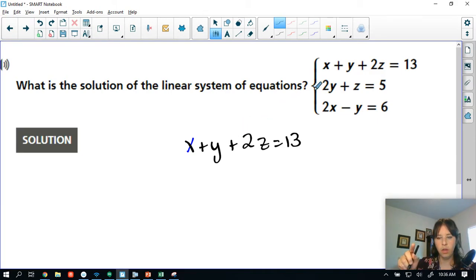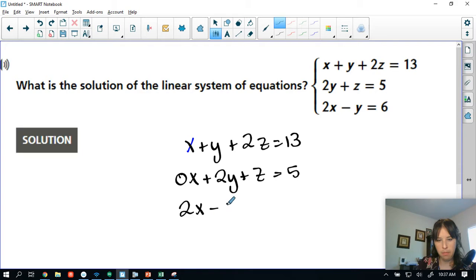This second one has a missing x variable. And the only way we could get rid of that x variable is if that x variable is multiplied by 0. So I'm going to put the placeholder of 0x in there. 2y plus z equals 5. And this third equation is missing z, so it's the same idea. We're going to have to put that placeholder in there.